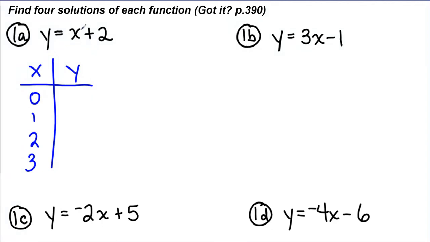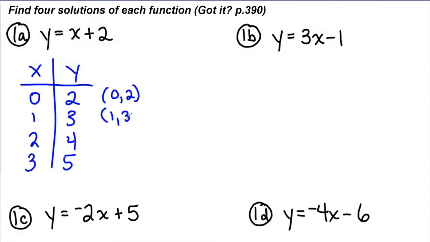So if I put 0 into this function, I get y equals 0 plus 2, so y equals 2. And if I put 1 into this function, y equals 1 plus 2, which is 3. And if I put 2 into the function, y equals 2 plus 2, which is 4. And if I put 3 into the function, I get y equals 3 plus 2, which is 5.